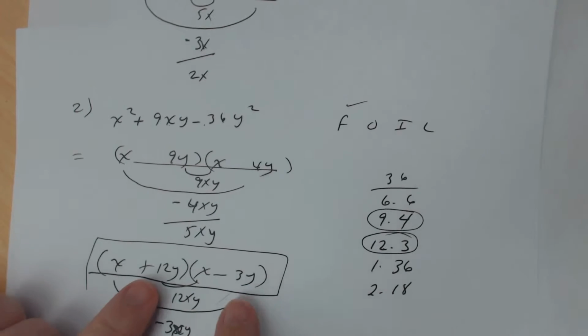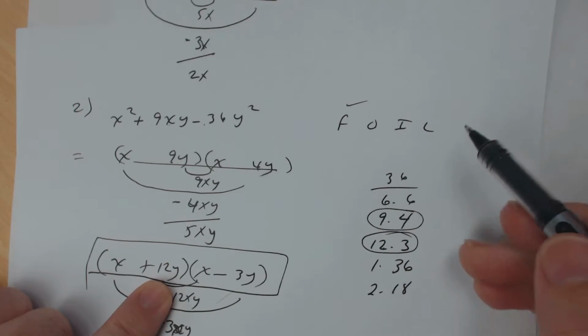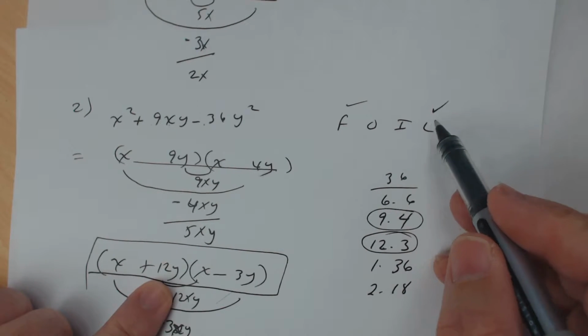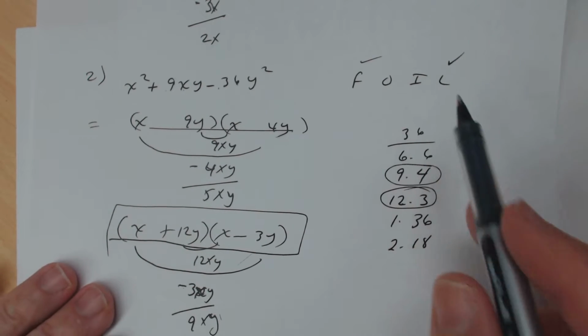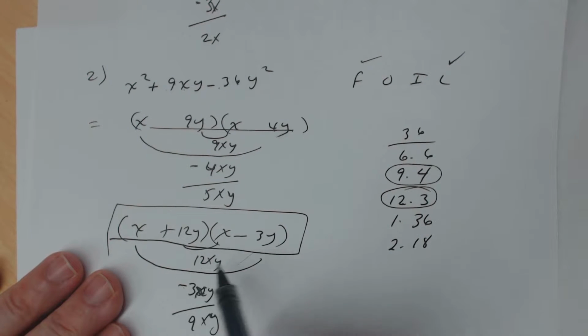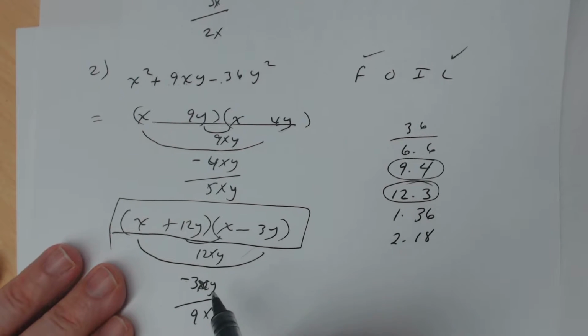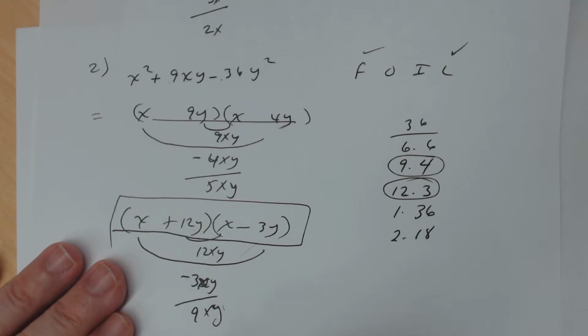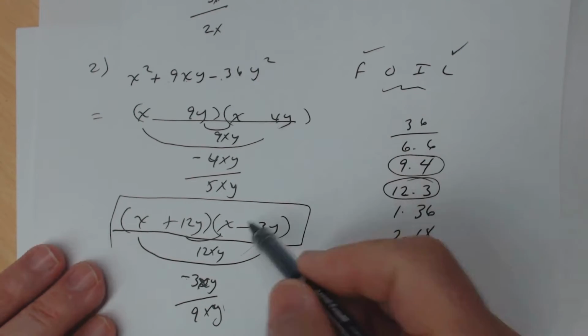All right. So you can always check yourself. Positive 12y times a negative 3y is a negative 36y squared. So that takes care of the outer of the last. The outer and the inner we already did. So the outer is negative 3xy. The inner is 12xy. When I add them up, I get 9xy. All right. So you're done. That's number 2. Okay, number 3.